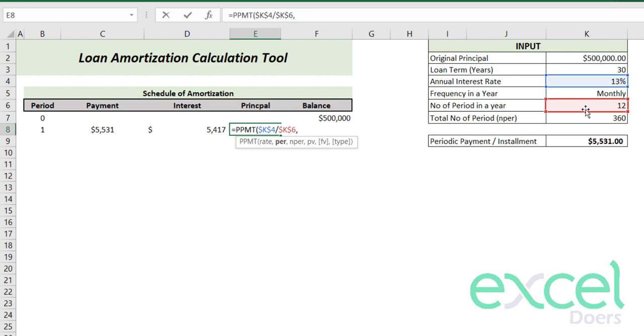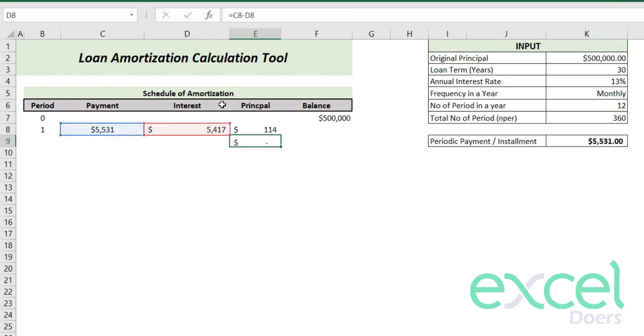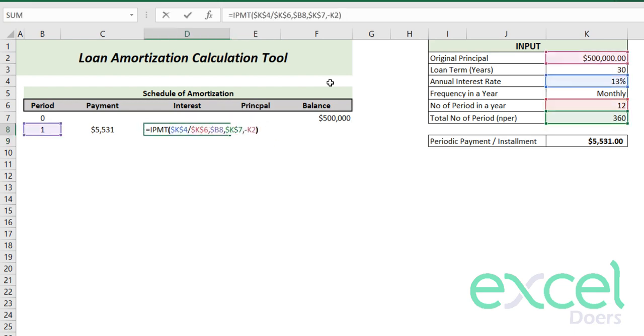Okay, comma, which period is that? This is the first period. I will freeze the column B. Okay, number of periods, there are 360 number of periods. And what is the present value? So I have taken with the minus sign 500,000 and freeze that and close the bracket. So you can see this is the same number which I calculated by taking the difference of these two numbers, which was 140, right? Let me freeze that as well.